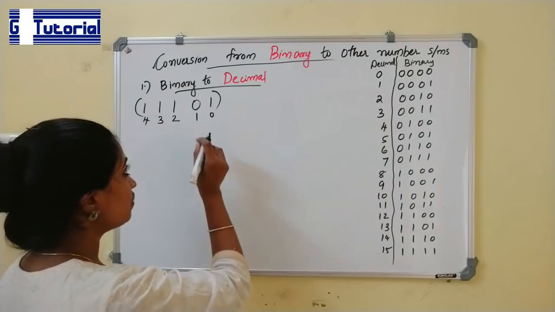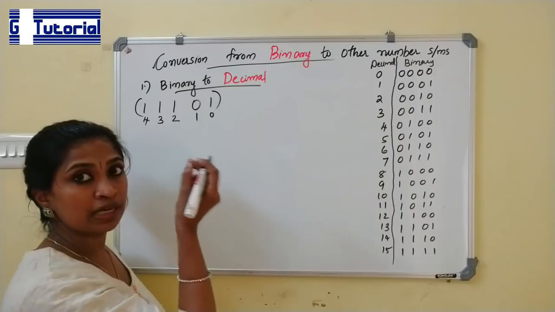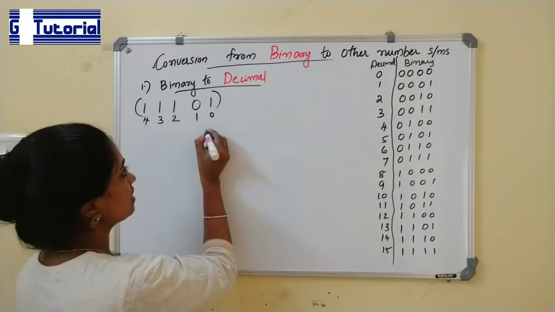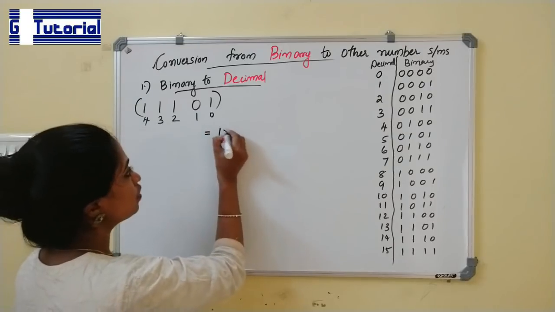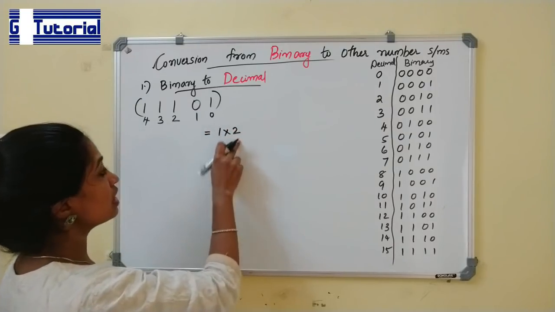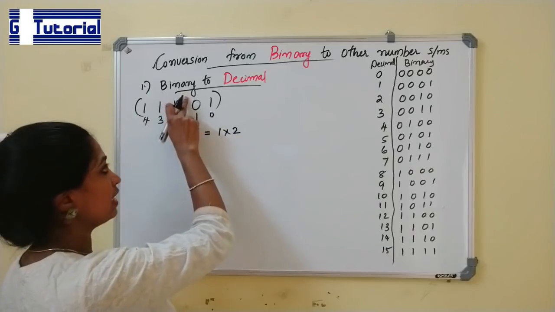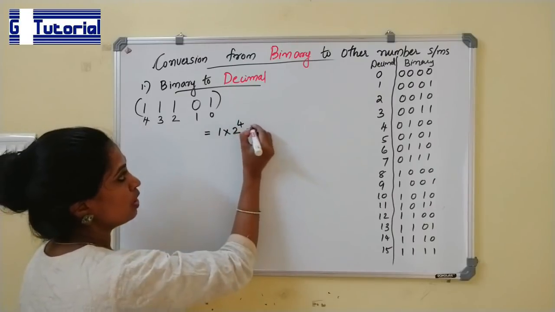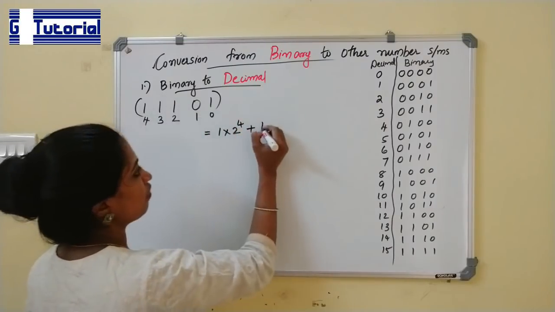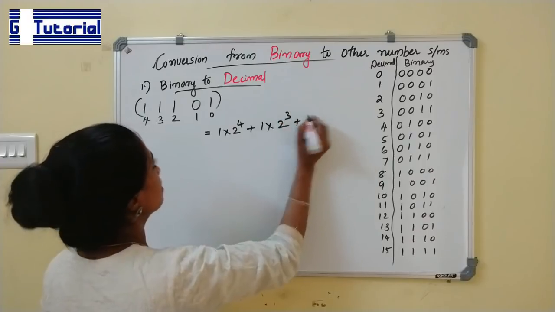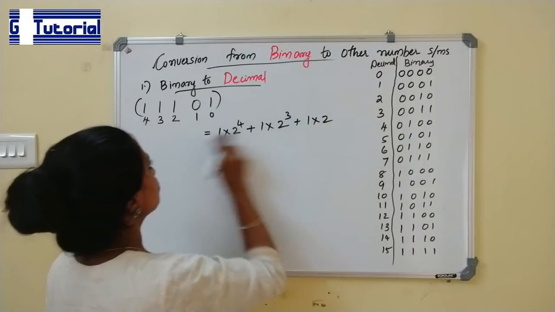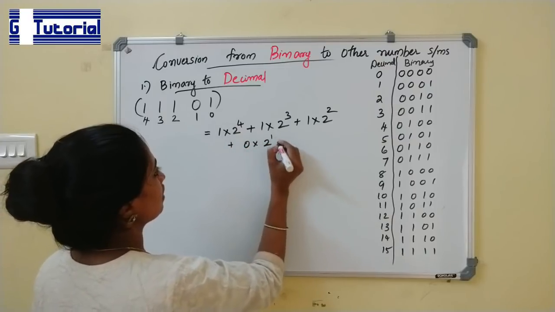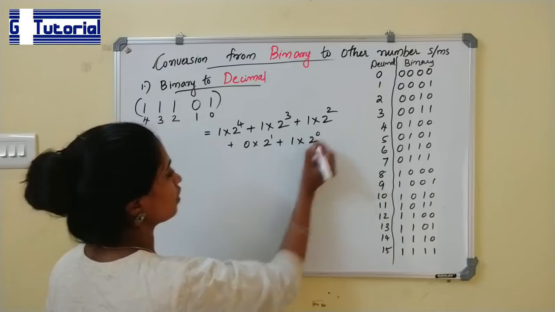So each of the digits has to be multiplied by 2 raised to its position. In this case, the number is 1 into 2 raised to, 2 is the base or radix of the binary number system. So 1 into 2 raised to the position 4, 2 raised to 4, plus next number is 1, 1 into 2 raised to 3, plus 1 into 2 raised to 2, plus 0 into 2 raised to 1, plus 1 into 2 raised to 0.